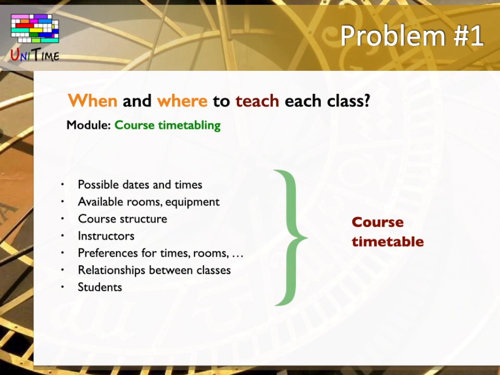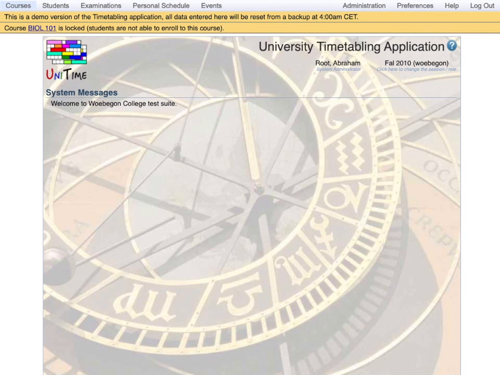All this information serves as input for the UniTime solver, which takes this information and produces a course timetable. This timetable can be reviewed and modified by the users. Let me demonstrate how course timetabling is done in UniTime. This is the initial UniTime screen after the user logs in. In this case, it is the demo instance of UniTime available to everybody to try it out.